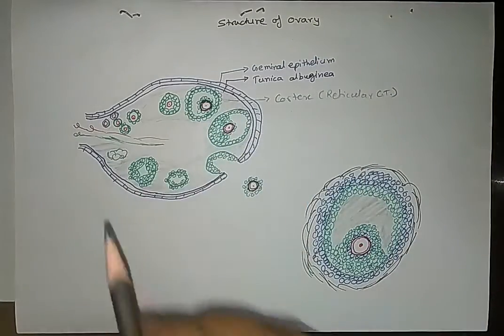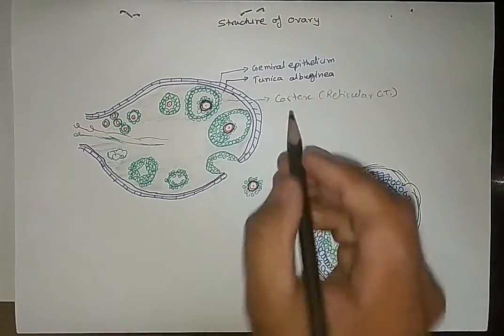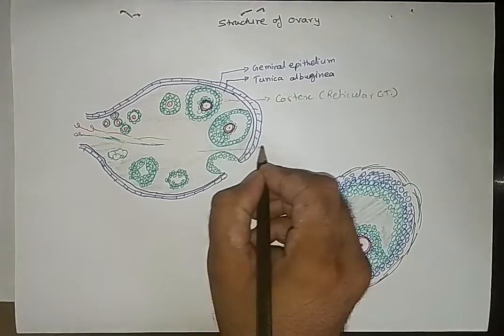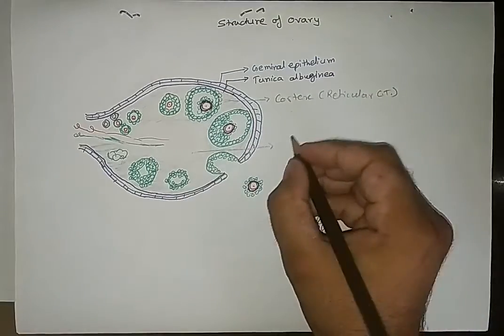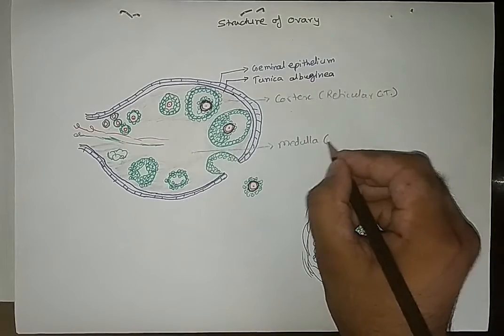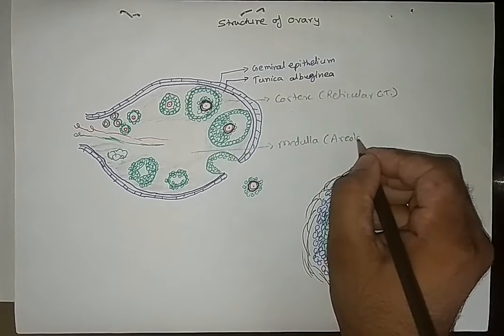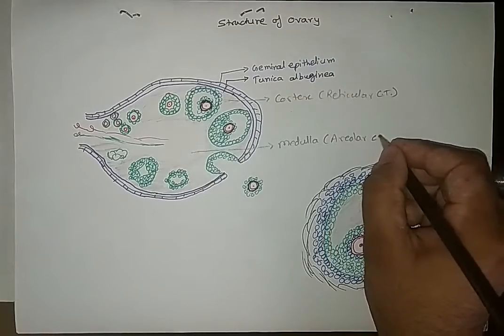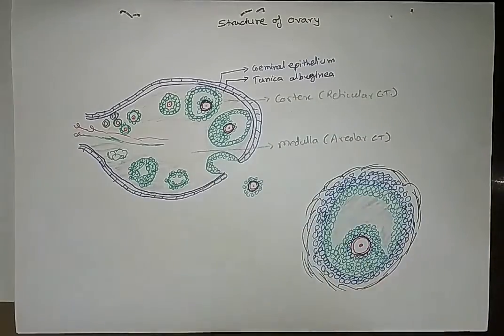The central region or central part is called the medulla, which is made up of areolar connective tissue. So, cortex and medulla.